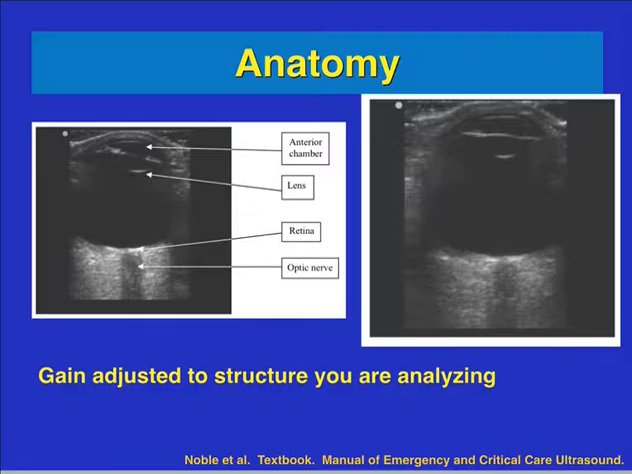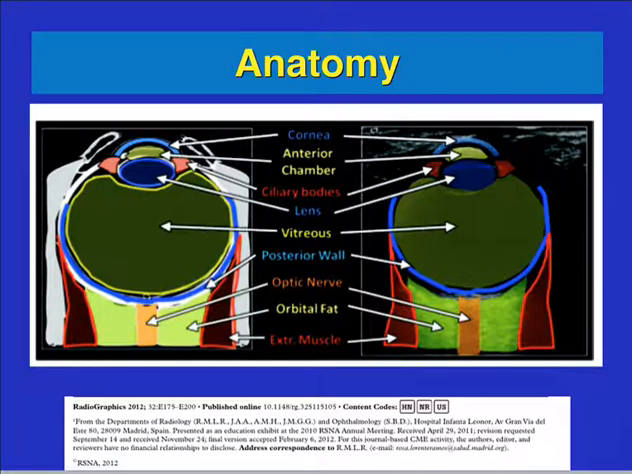So you should see an anterior chamber, a lens, a retina, and a dark shadow that signifies the optic nerve sheath. You should adjust the gain to the structure you're analyzing. Here's another slide of the anatomy, a little bit more detailed. You can see the cornea, anterior chamber, ciliary bodies, the lens, the vitreous, and then the posterior structures. And you can have pathology at any one of these spots.